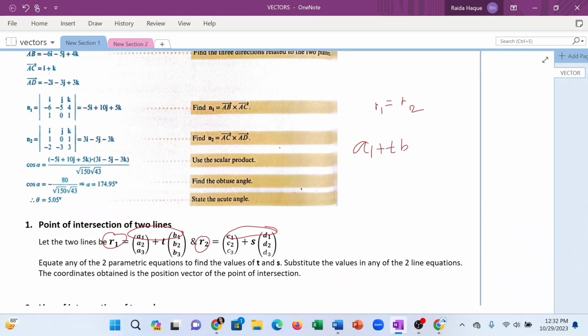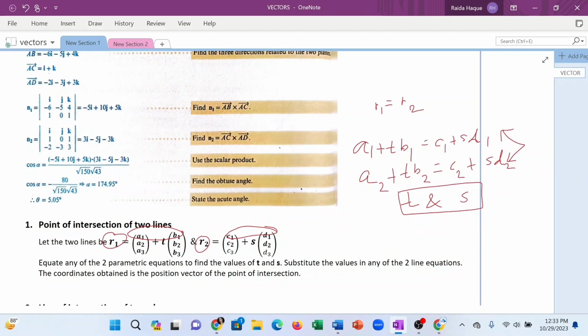A1 plus T B1. You know that A and B are constant. The only variable is T, right? Is equal to C1 plus S D1. And then you have another equation, A2 plus T B2 is equal to C2 plus S D2. So solving these two equations, you will get the value of T and S. Now, you substitute this value, as we know that the x of R1 needs to be equal to the x of R2. The y of R1 needs to be equal to y of R2, and then the z also needs to be equal, right?